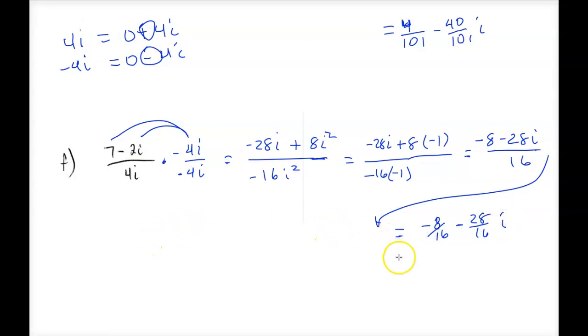And then from here we want to reduce. So we know 8 divided by 16 is the same as 1/2. And we also know that 28 and 16 have a common factor of 4. So 4 goes into 28 7 times, and 4 goes into 16 4 times. So this would be your final answer for dividing those two complex numbers together.